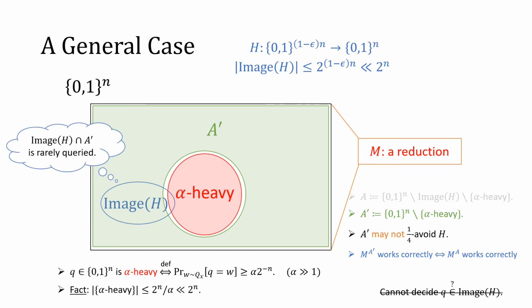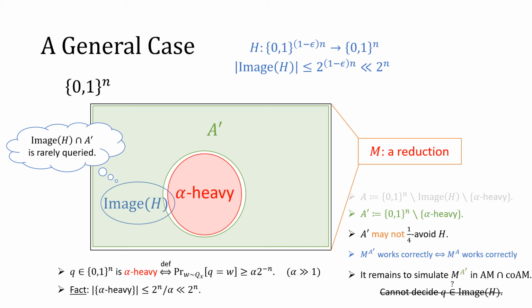But still, we can prove that M to the A prime works correctly by using the following fact. We can prove that M can't distinguish A and A prime. The reason is that if you consider any string outside alpha heavy instances, the string is rarely queried by the reduction. Therefore, if we change the string a little bit, that doesn't affect the correctness of the reduction. To be more specific, the image of H intersect A prime is rarely queried, so we know that M to the A works correctly, therefore M to the A prime must work correctly as well.